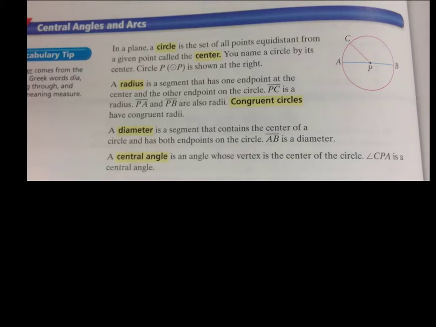Diameter, just like radius, has two meanings. It could be a segment that contains the center and has both endpoints on the circle, or it could be the length of a segment that contains the center with both points on the circle, such as segment AB, which is the diameter of circle P. A central angle is an angle whose vertex is the center of the circle, such as angle CPA is a central angle, and angle CPB would also be a central angle.